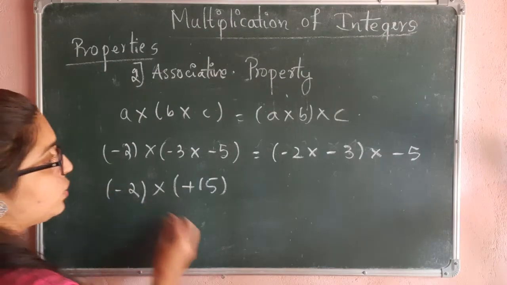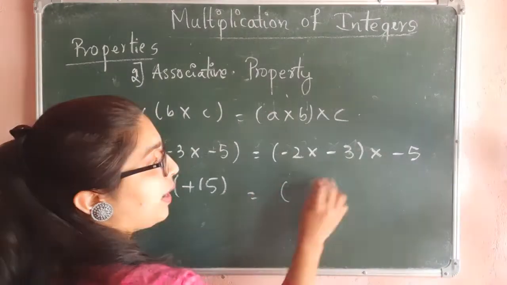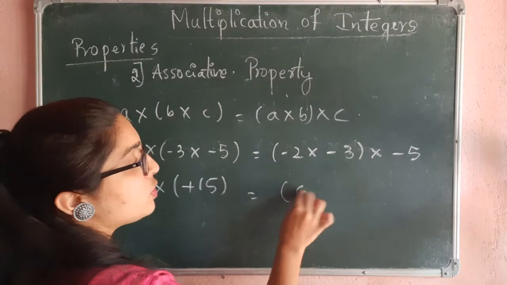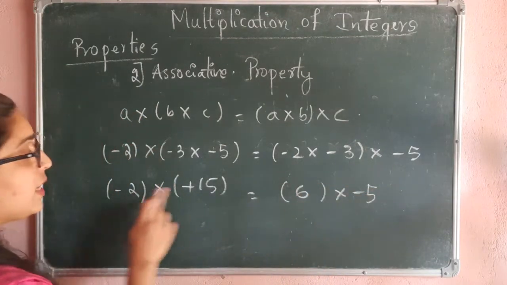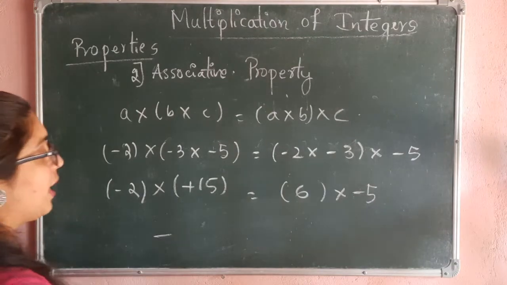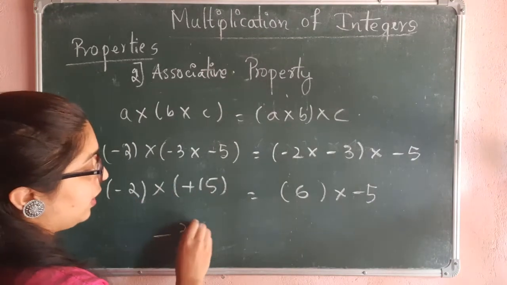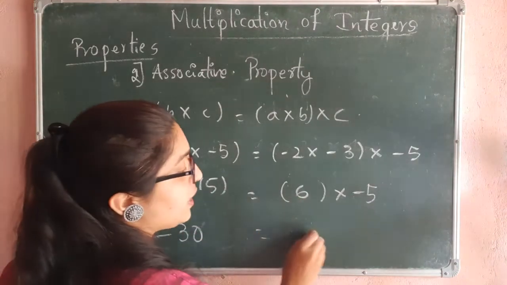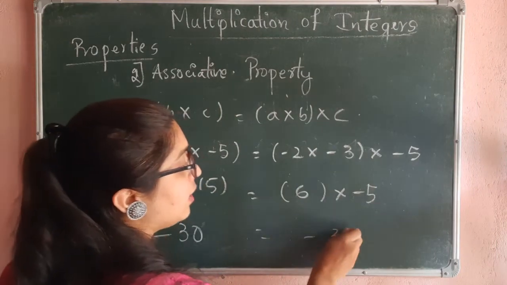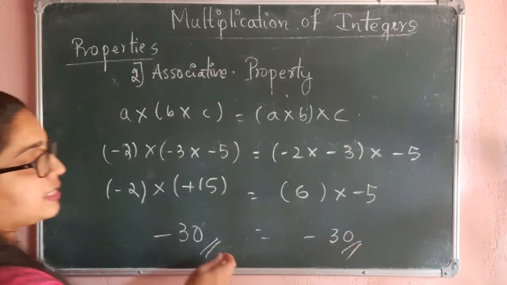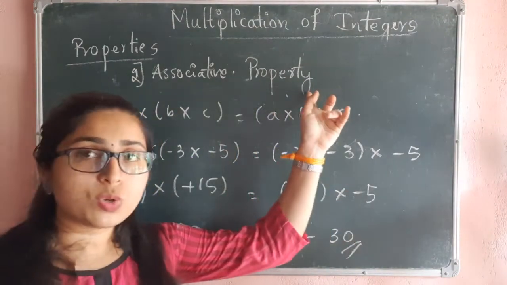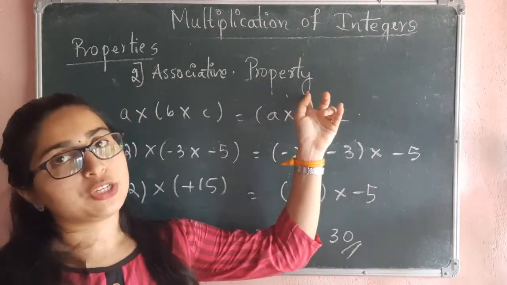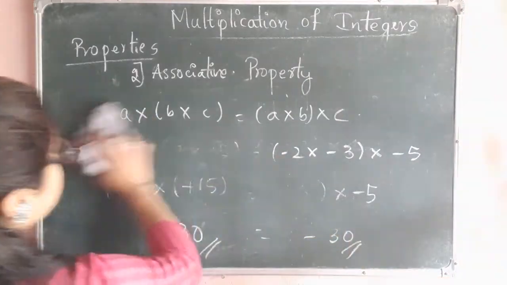Next we have minus 2. Minus 2 into minus 3, again both are negative, so the product is positive, into minus 5. Minus into plus gives you minus. 2 into 15 is 30, plus into minus is minus. 6 into 5 is 30. So again LHS is equal to RHS. So the associative property also holds good for the multiplication of integers.